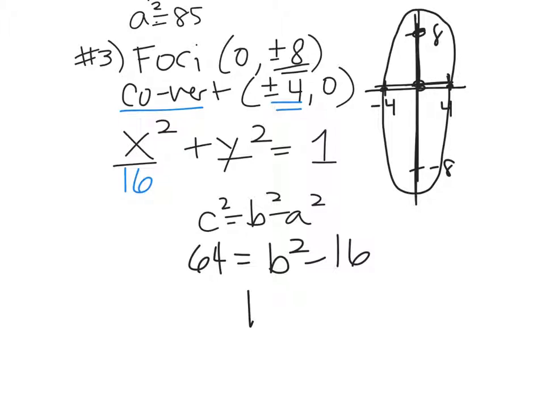And so then you solve, and b squared equals, what is that? 80? 80. Okay, and then go right back up here and plug in 80. Who got that? Oh, good, like 6 of you.